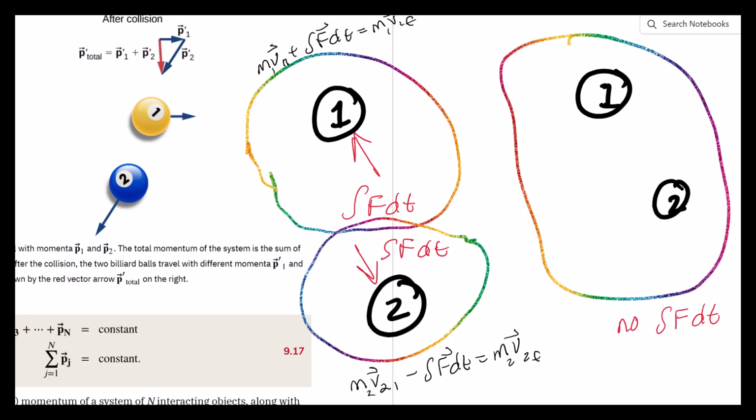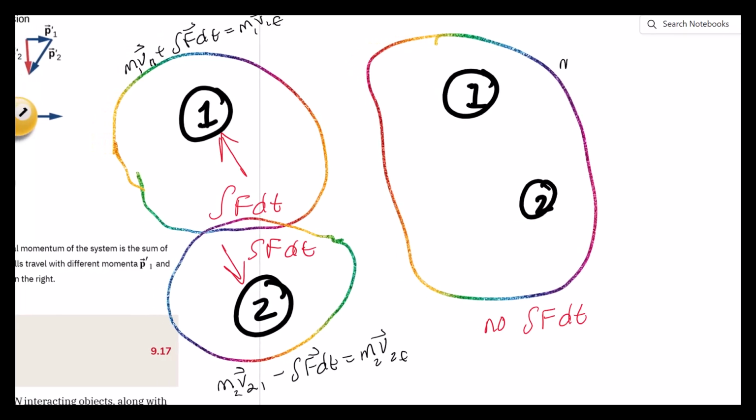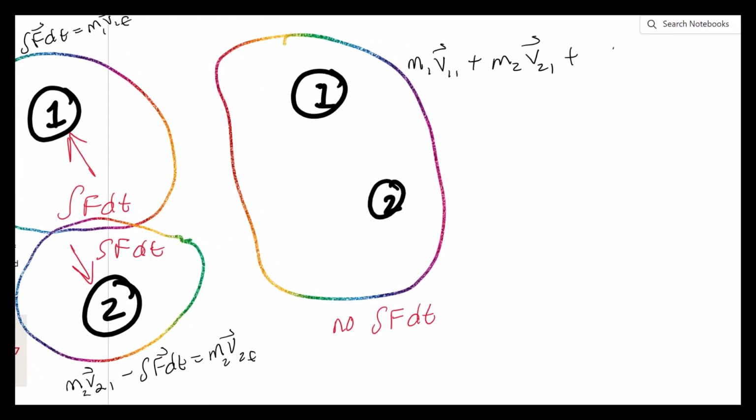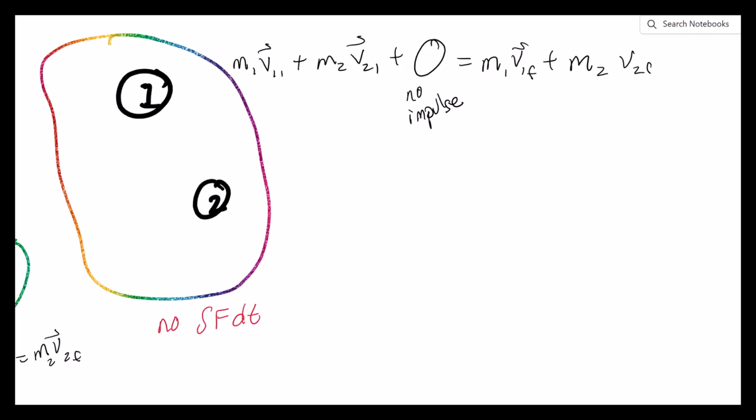So you can either have that first equation and the second equation, and then sometimes, if you want, you can write the third equation, which is the mass of the first one times the velocity of the first one, plus the mass of the second one times the velocity of the second one. And then there's no impulse, because everything's contained, then that equals mass 1 velocity 1 final plus mass 2 velocity 2 final. Does that kind of make sense?